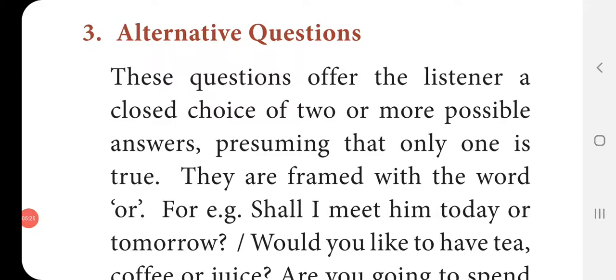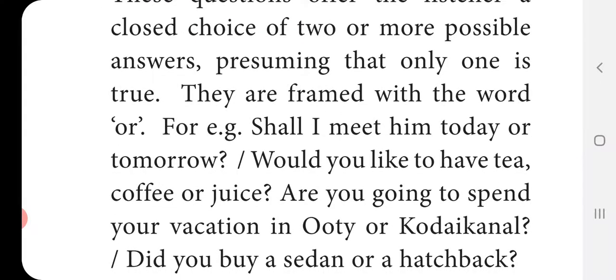The next one is alternative questions. Alternative questions, in the sense, two or more options will be given. In that, we have to select one. These questions offer the listener a closed choice of two or more possible answers, presuming that only one is true. They are framed with the word or.